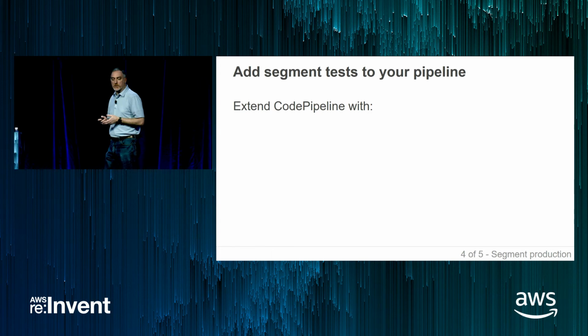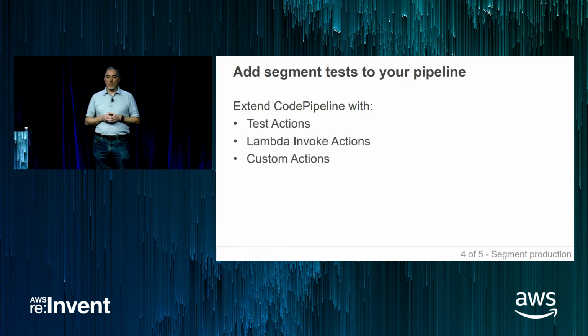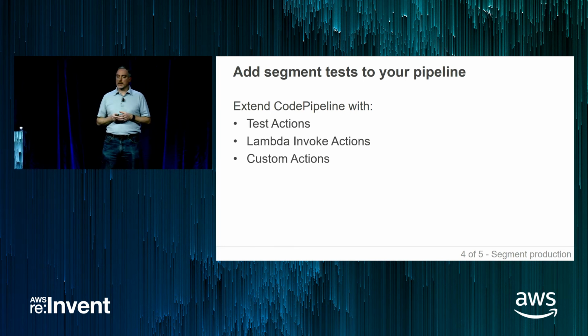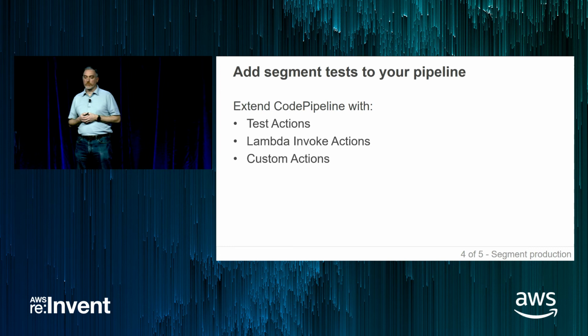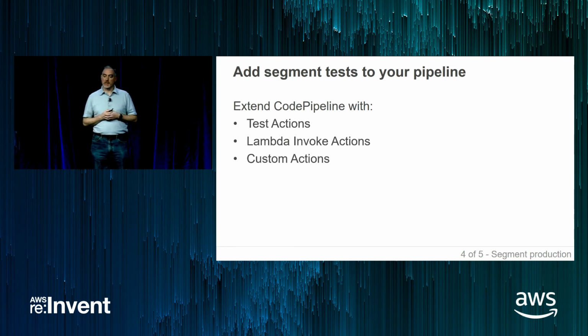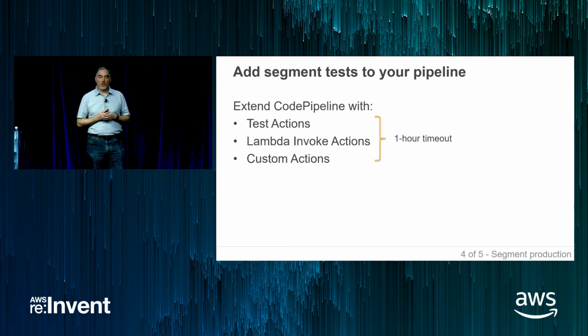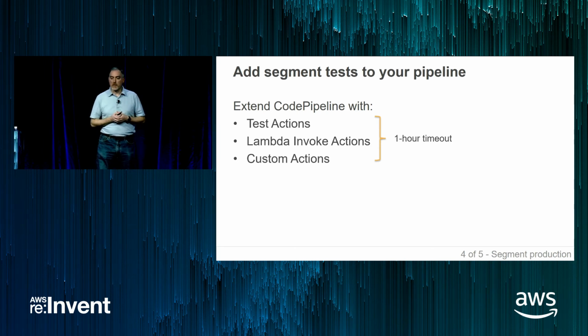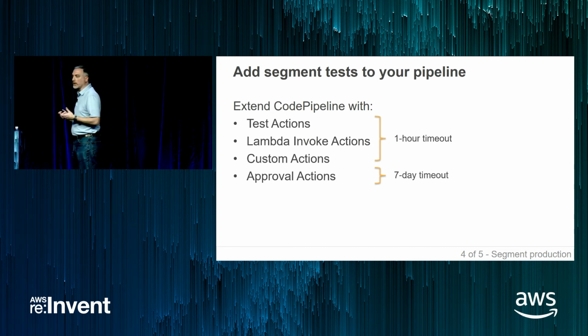Now we need to build a post-deployment test and add them into our pipeline. We could write these tests as a CodePipeline test action, a Lambda invoke action, or a custom action. The good part about writing actions is that they're easy to do, but the downside is they all have a 1-hour timeout. Our post-deployment tests could take many hours to run. So approvals have a 7-day timeout, which is long enough to run our tests.